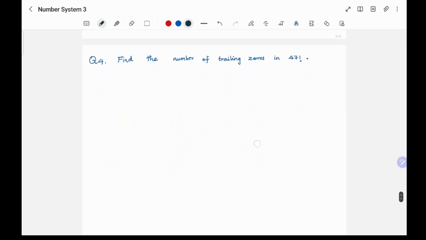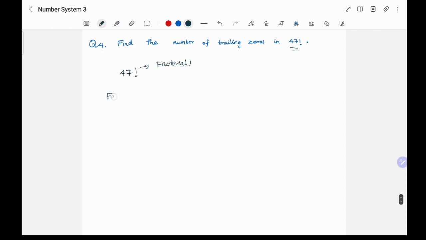Question number 4. So this is a standard question. Before going into the question, I need to explain what this representation is: 47 exclamation mark. So what is this exclamation mark? It is called a factorial. So what is a factorial?